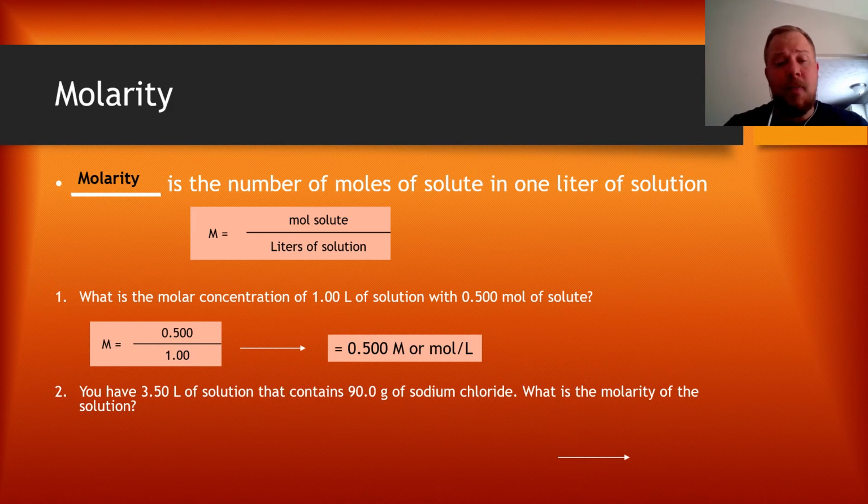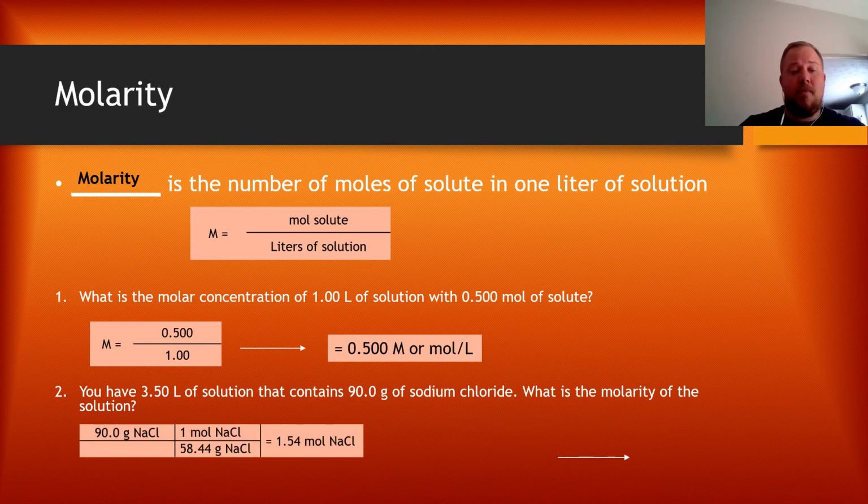All right, let's look at a little bit more challenging problem. So number 2 here, it says you have 3.5 liters of solution that contains 90 grams of sodium chloride. What is the molarity of the solution? All right, so in this problem here, we look at our equation above, it says we need moles of solute. Well, our solute is sodium chloride, but it gives us 90 grams. So the first thing that we're going to have to do is take that 90 grams and divide it by its molar mass.